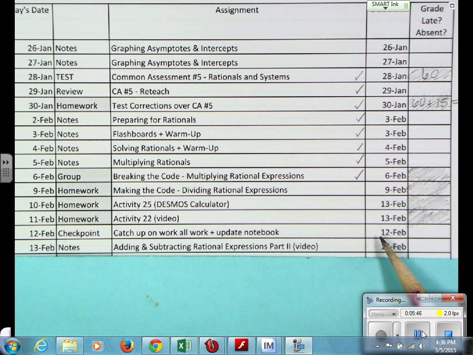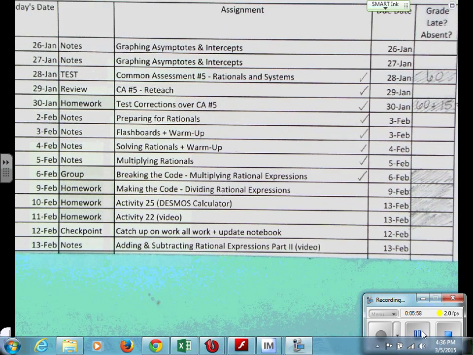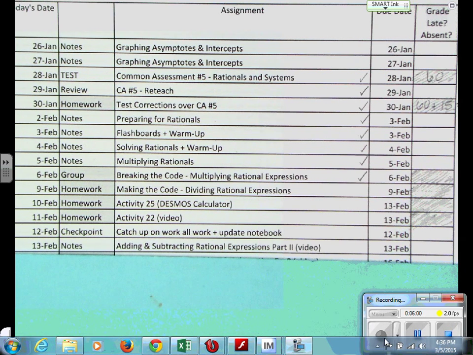I did a checkpoint on the 12th of February just to see how you were doing, to see if you needed any catch-up, what you were missing, and to update your notebook. We also took notes that Friday on adding and subtracting rational expressions. I put it online as a video.